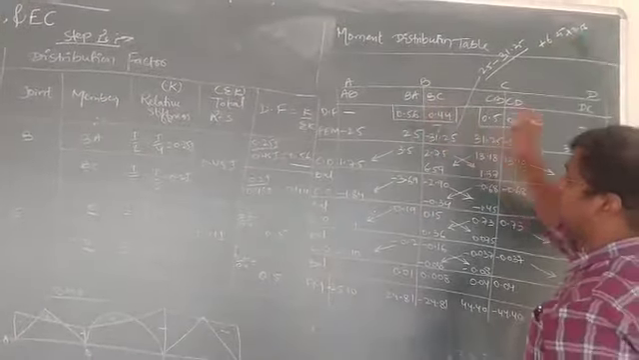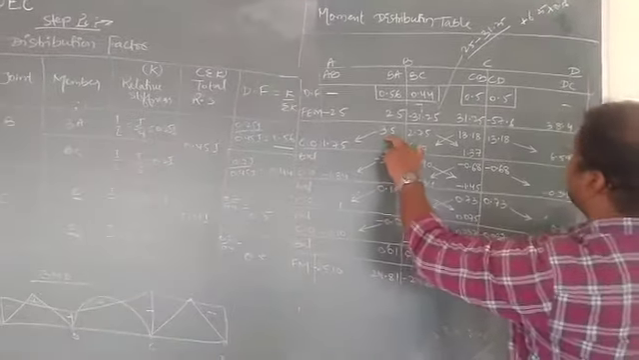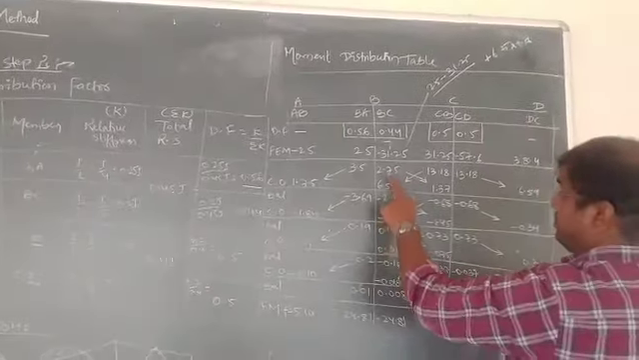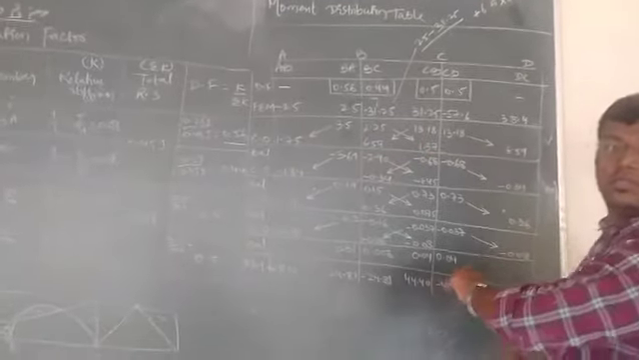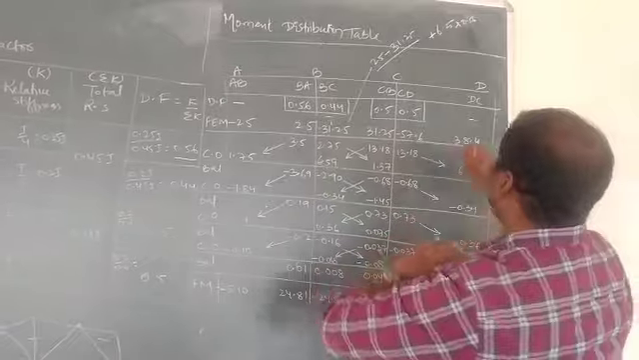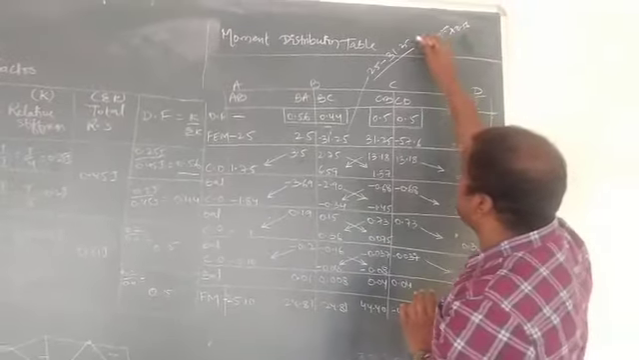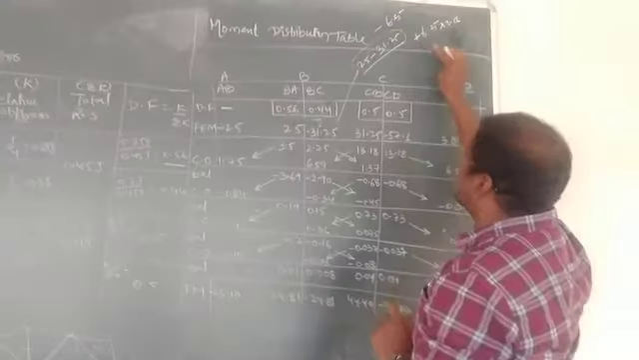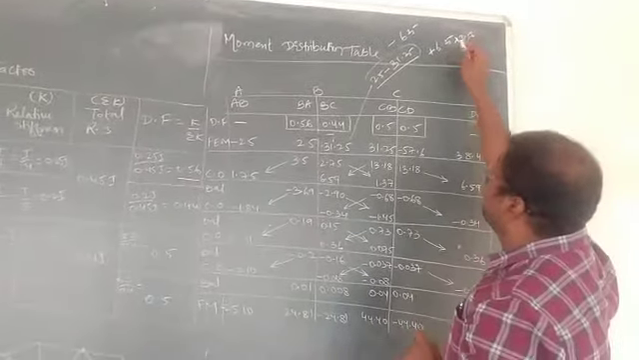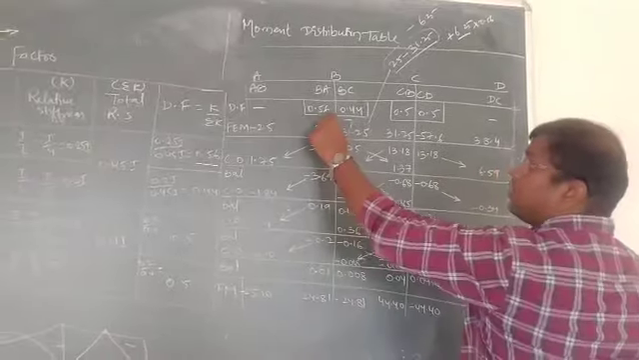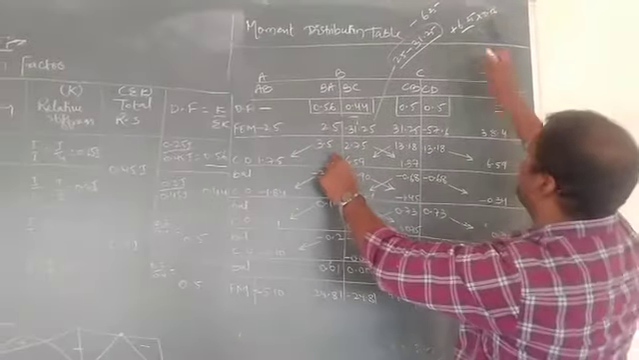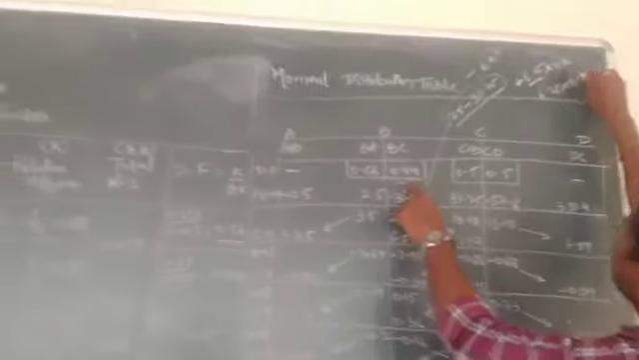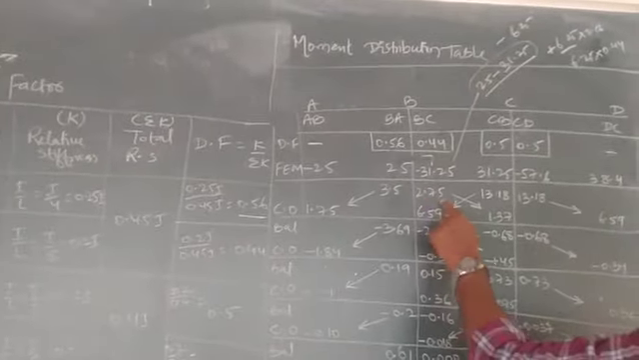The sum of these two is minus, but the balancing moment is plus 6.25, multiplied by 0.56, it is 3.5. Again plus 6.25 multiplied by 0.44, you will get 2.75. Now this plus is a balancing moment. The sum of these two you will get minus 6.25, but the balancing moment is plus 6.25. When you multiply plus 6.25 with 0.56, you will get 3.5. When you multiply 6.25 with 0.44, you will get 2.75.